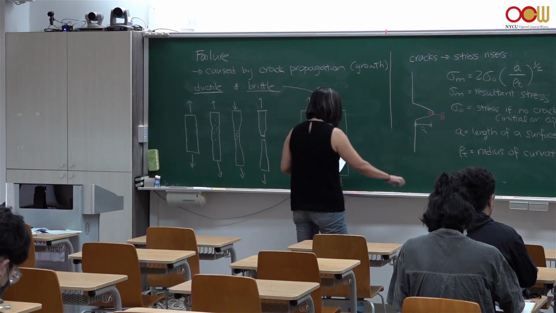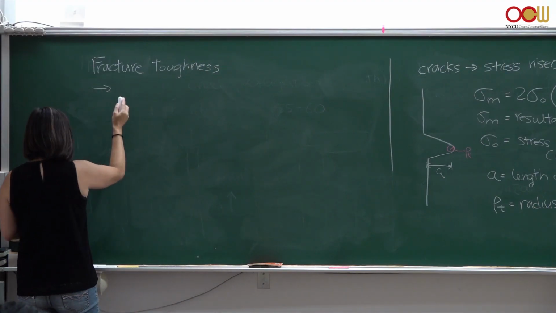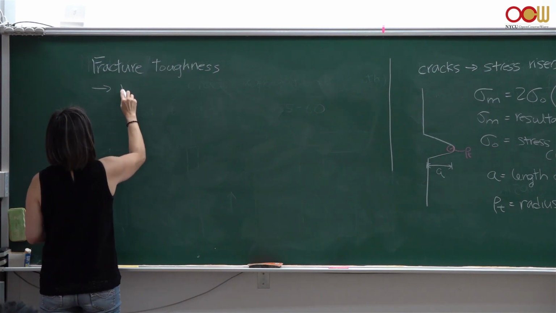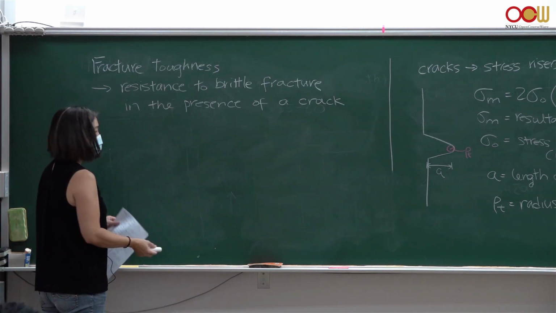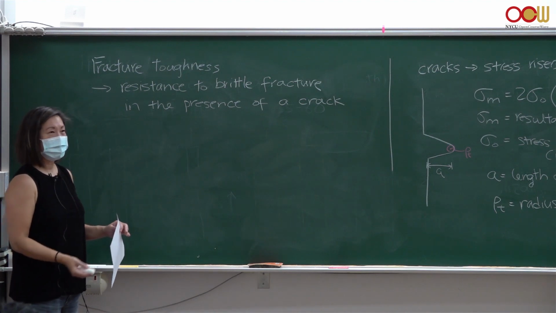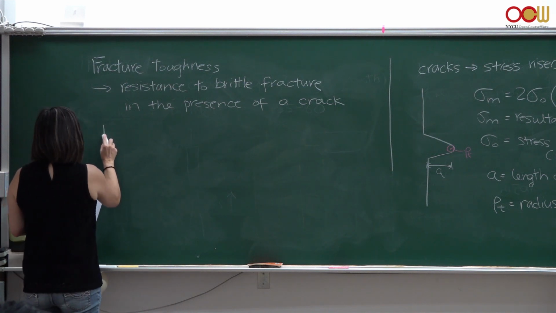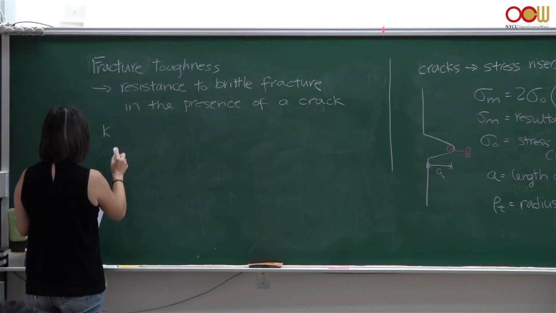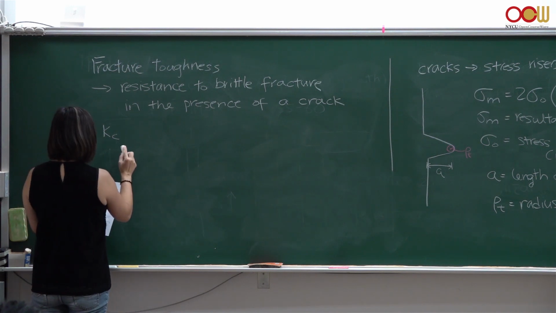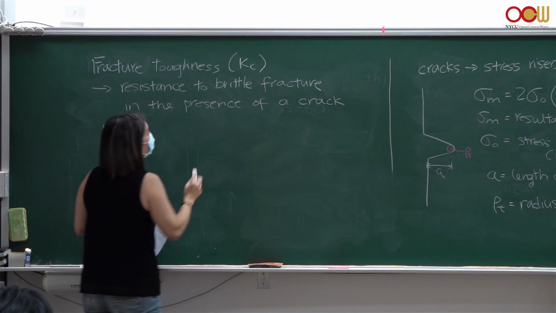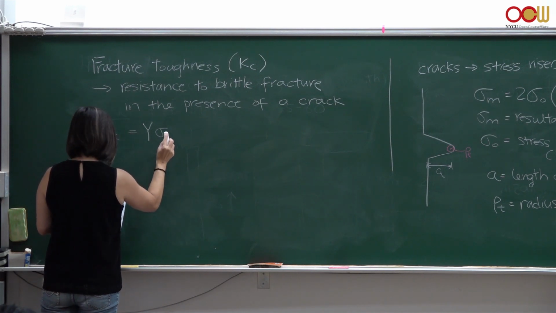All right, so fracture toughness is a resistance to brittle fracture in the presence of a crack. So all materials have cracks on the surface. It's not possible to avoid cracks. So what happens when you have a crack and how likely the material is to fracture in a brittle manner is represented by K sub C, and K sub C is defined by this equation.